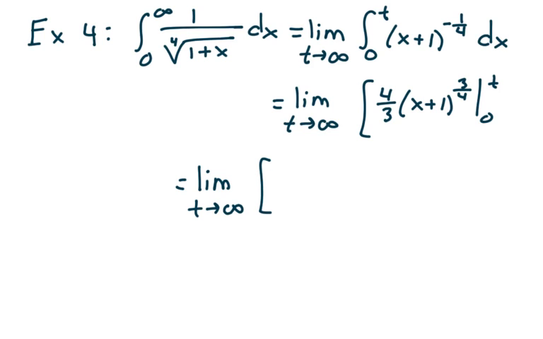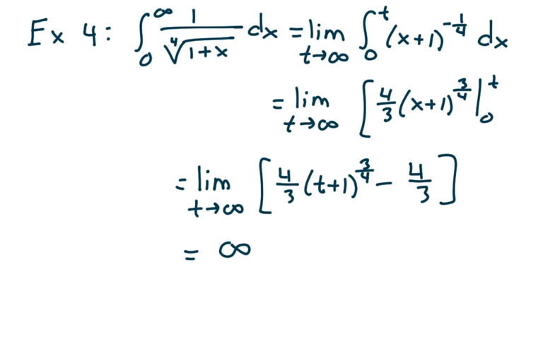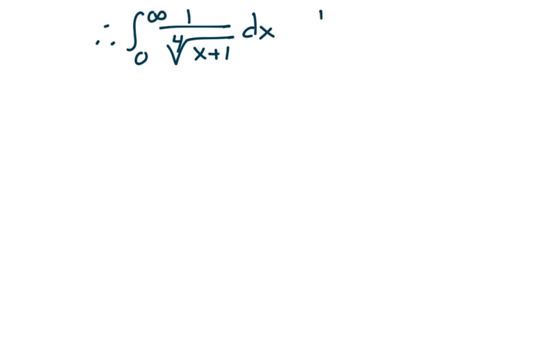When I plug t in for x, I get 4/3 times t plus 1 to the 3/4. When I plug 0 in for x, I get 4/3. When t gets large, this is going to be infinity. And so what that tells me is the integral from 0 to infinity of 1 over the 4th root of x plus 1 dx diverges. So we're getting a good mix of converge and diverge.